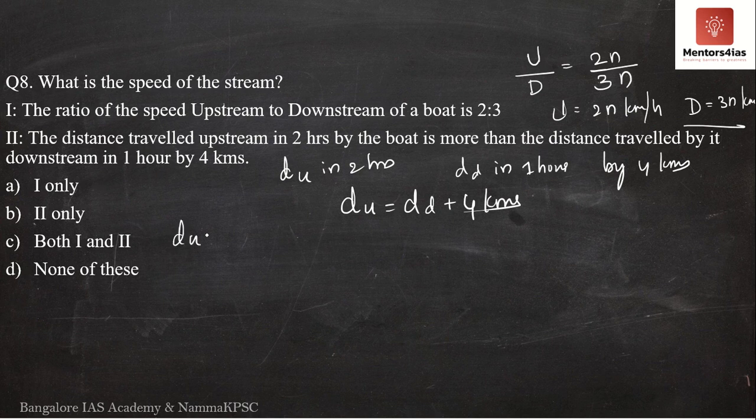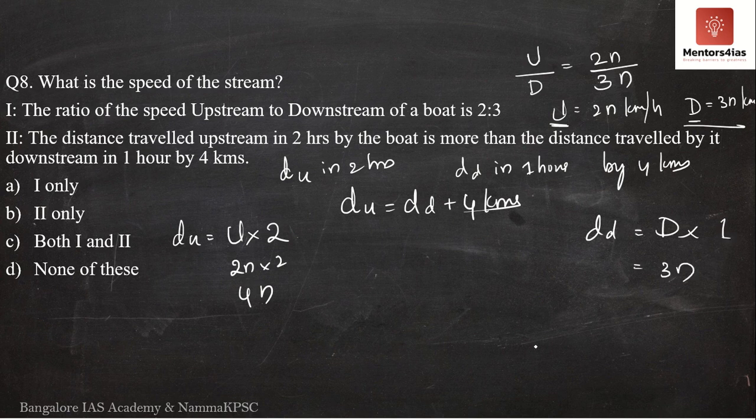However, what is the downstream distance? Nothing but speed into time. What is the upstream speed? It is u into 2 hours. What is u into 2 hours? 2n into 2, which is nothing but 4n. Similarly, what is the downstream distance? Nothing but the downstream speed d into 1. What is d? Nothing but 3n. Then can I write here, substituting, 4n is equal to 3n plus 4.